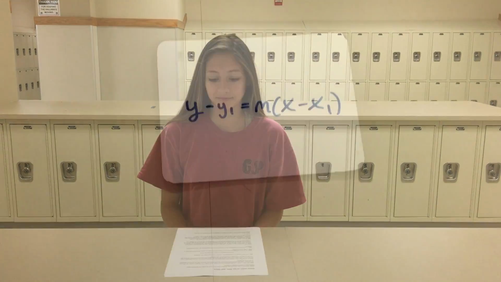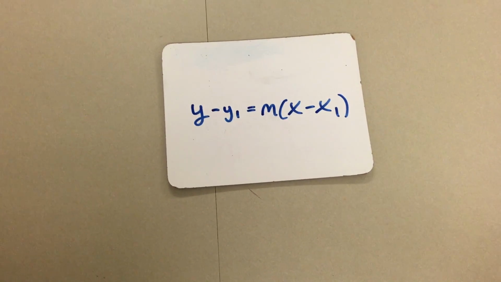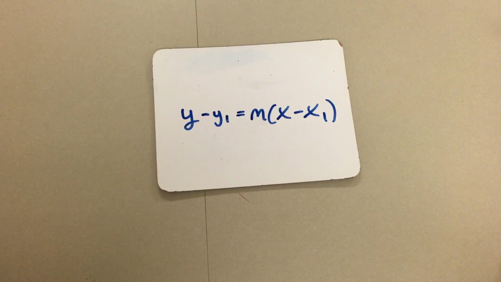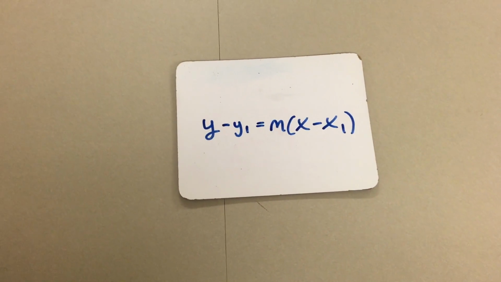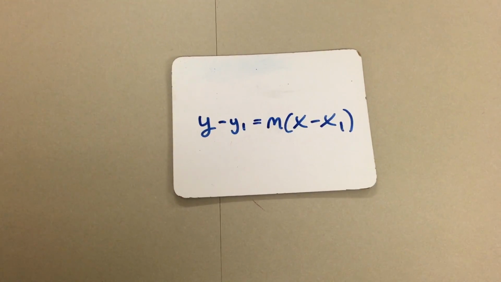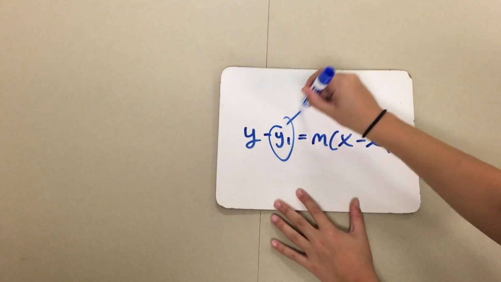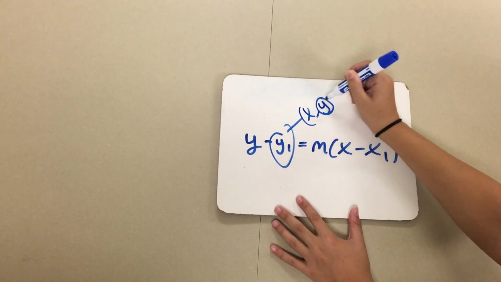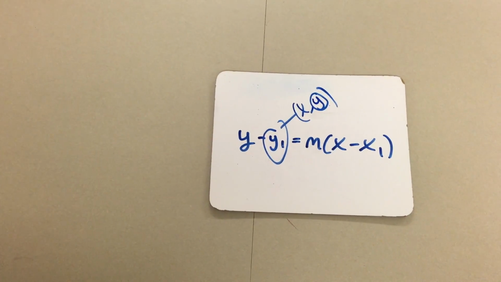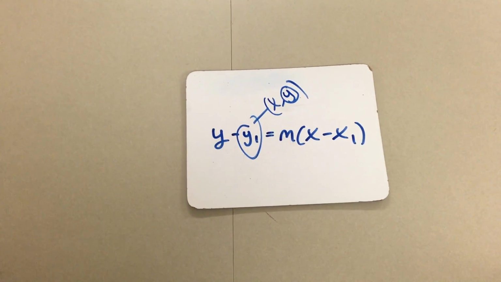Start by identifying the variables in a point-slope formula. This is the point-slope formula. You will need the point the line passes through and the slope in order to plug in your variables. y1 is your y of your xy coordinate. x1 is your x of your xy coordinate.